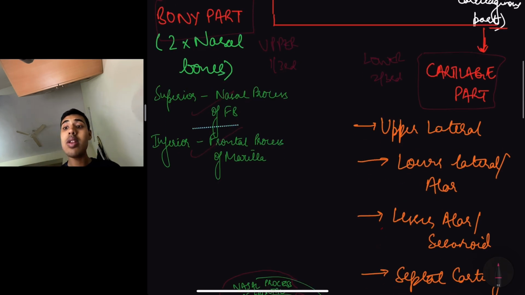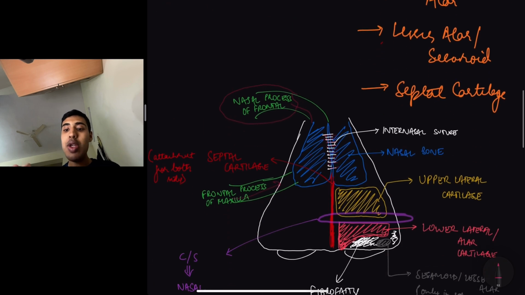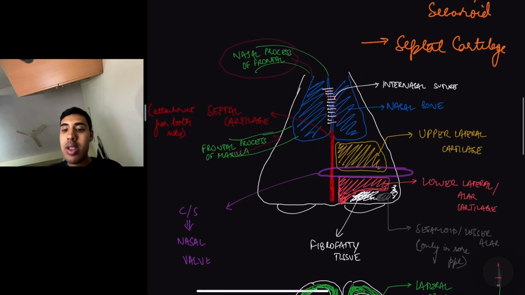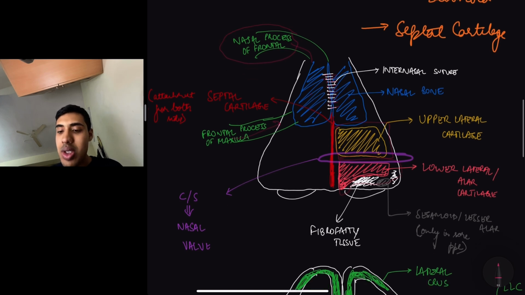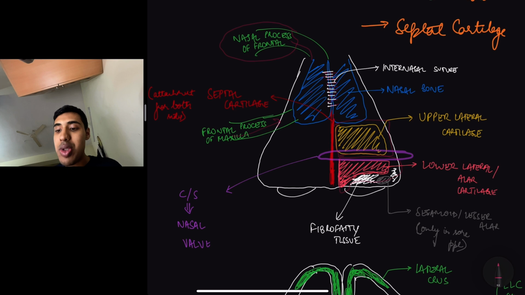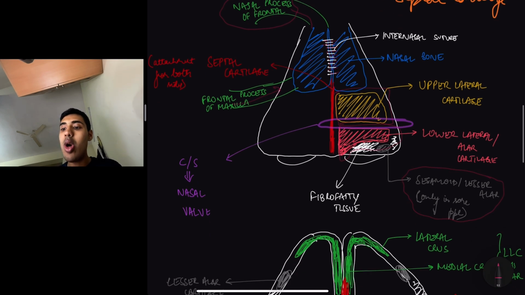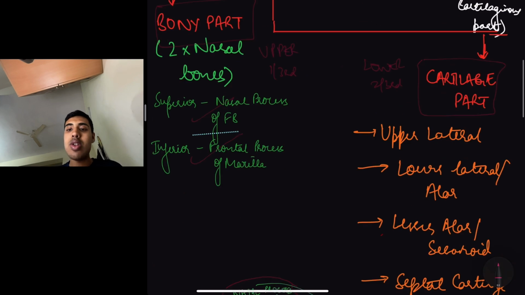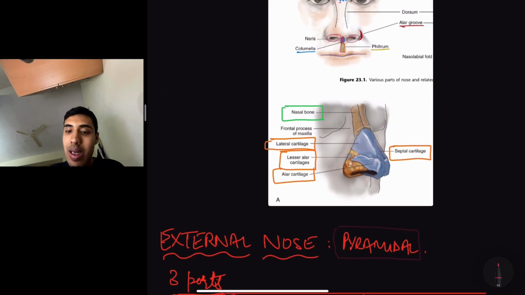Whereas the cartilaginous part, mainly you have three cartilages: the upper lateral cartilage, the lower lateral cartilage, and in some individuals an accessory cartilage, also known as sesamoid cartilage or lesser alar cartilage. Now, the lower lateral cartilage is also known as alar cartilage. So as you can see here, you have the upper lateral cartilage, the lower lateral cartilage, and in some individuals an alar cartilage.